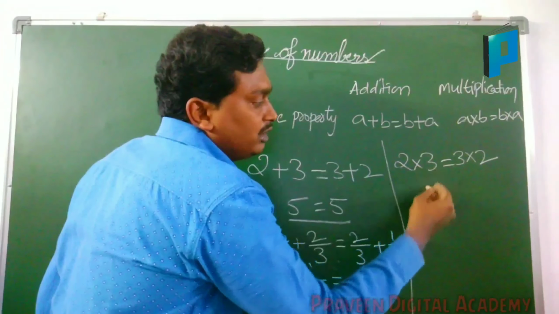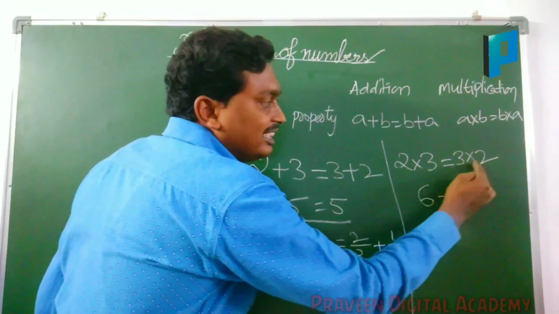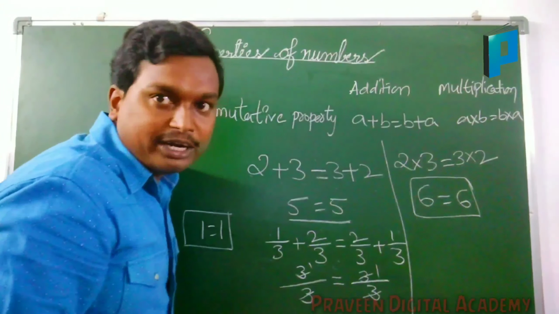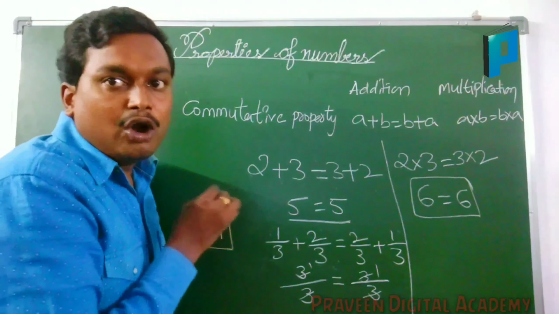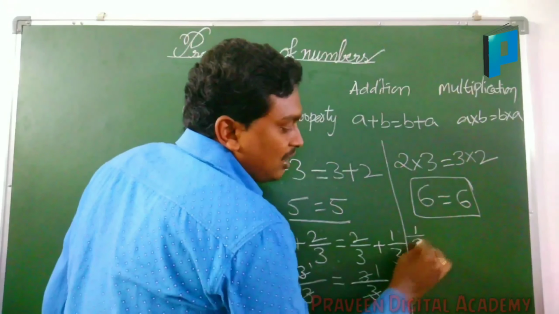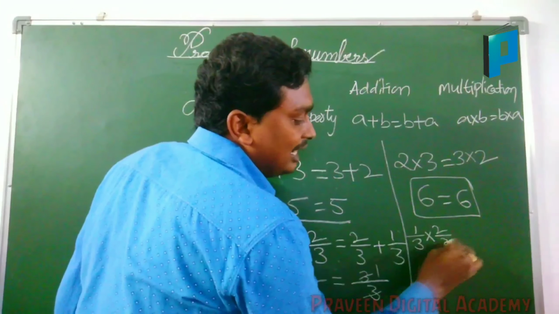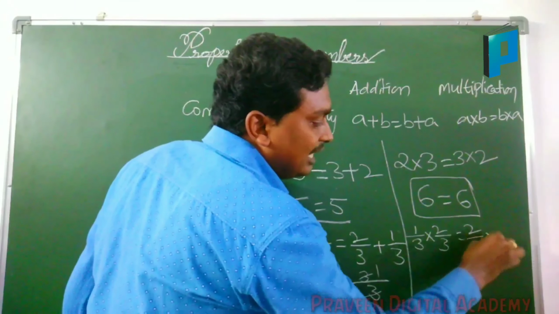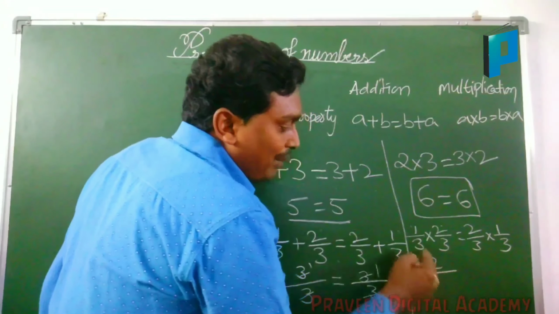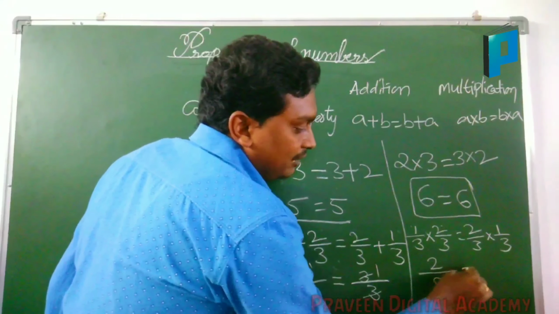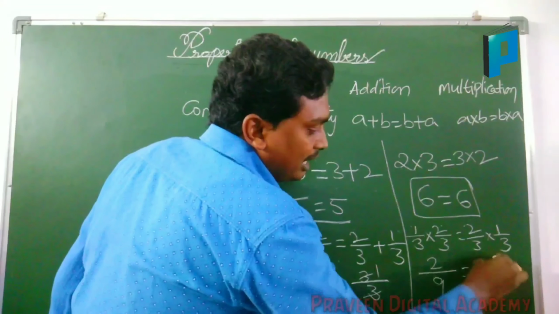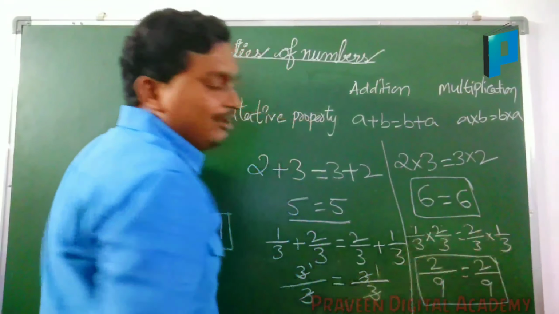Why? Because what is 2 into 3? You will get 6. What is 3 into 2? You will get 6. Wherever you have a property like this, we will call it the commutative property under multiplication. If you have it like this, 1 by 3 into 2 by 3 is equal to 2 by 3 into 1 by 3. What are 1 twos? 2. And 3 threes are 9. So 2 by 9 on both sides. Here both answers are equal.